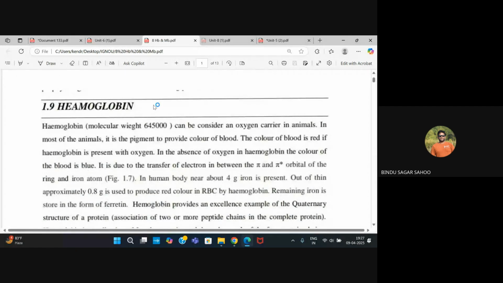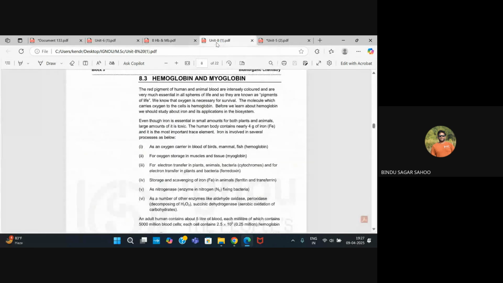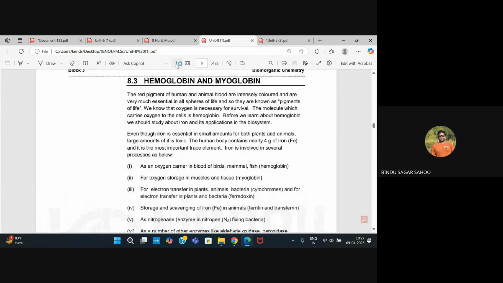Next, we will discuss the energy processes, particularly the pigments, hemoglobin and myoglobin, and how they are helpful in human or animal blood cells. The red pigment of human or any animal blood is intensely colored, and this red color is due to the presence of some pigments.